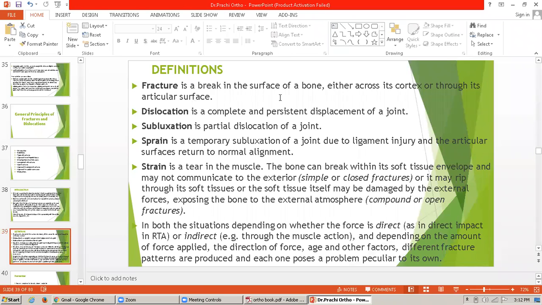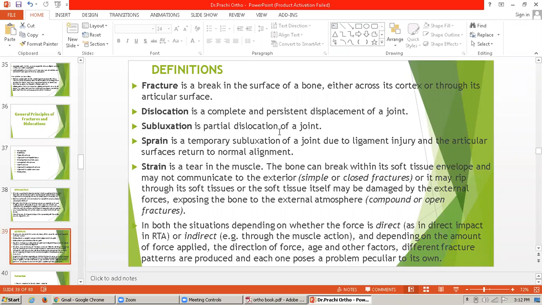Then dislocation is a complete and persistent displacement of the joint. So it is a displacement of a joint, but it is complete and persistent. Then it is called a dislocation, and fracture is a break in the surface of the bone. And then subluxation. Subluxation is the partial dislocation of the joint.